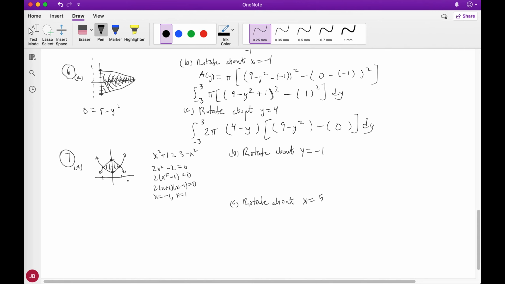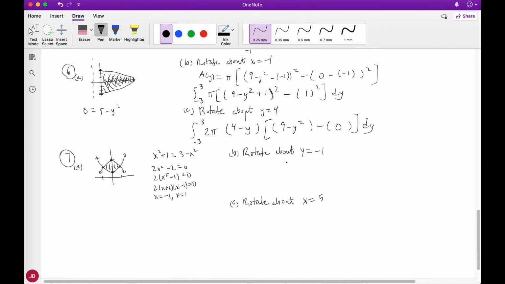And then finally, we come here to number 7. So what we're going to get is we have the graph of 3 minus x squared, which is this upside down parabola here, and x squared plus 1, which is this upward facing parabola here. And this is the region that we're going to spin about different axes. They meet at x equals -1 and x equals 1, no big shock. The outputs are 2 in both cases.